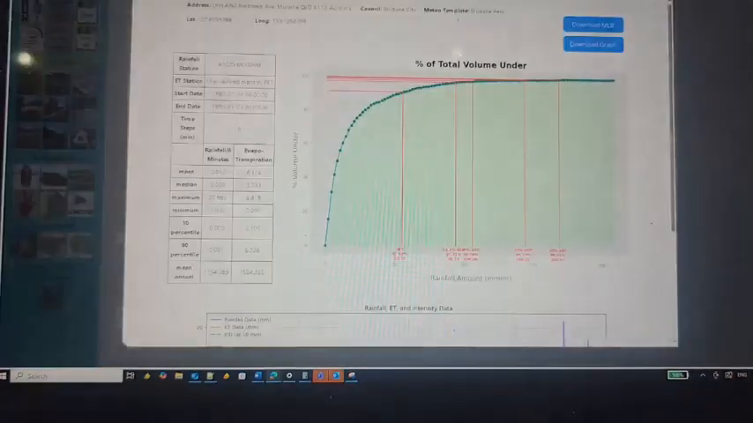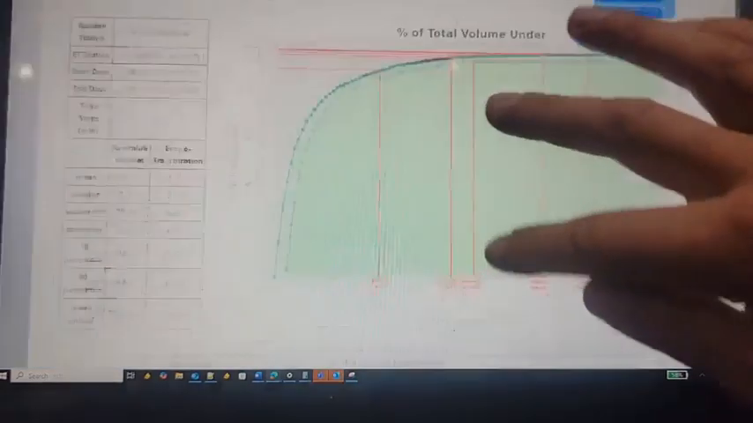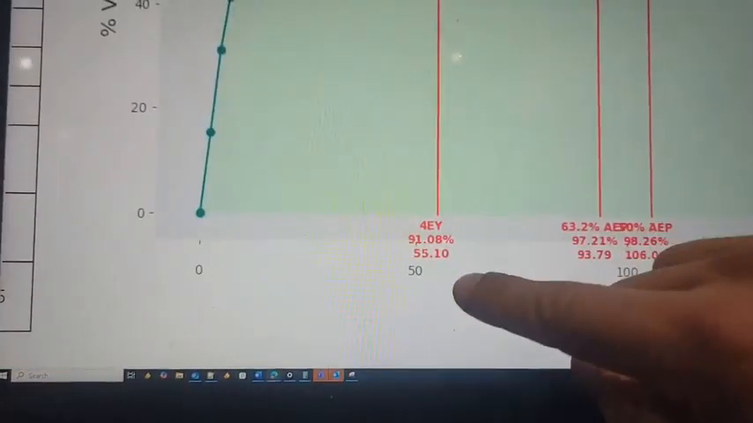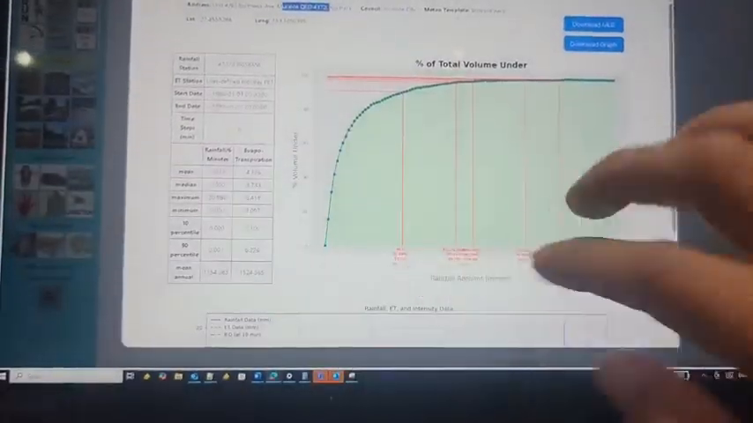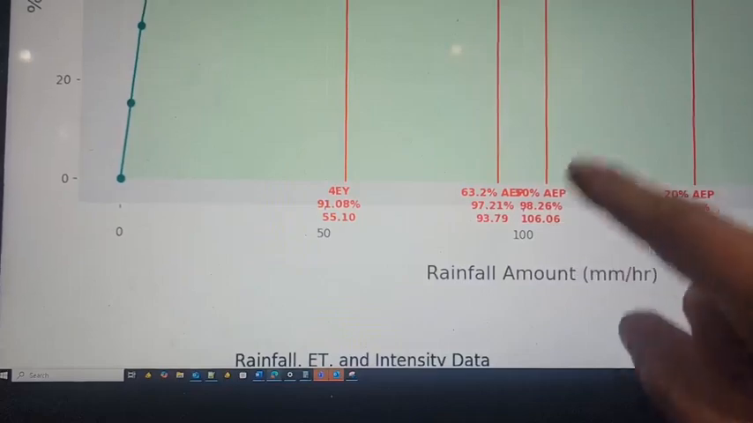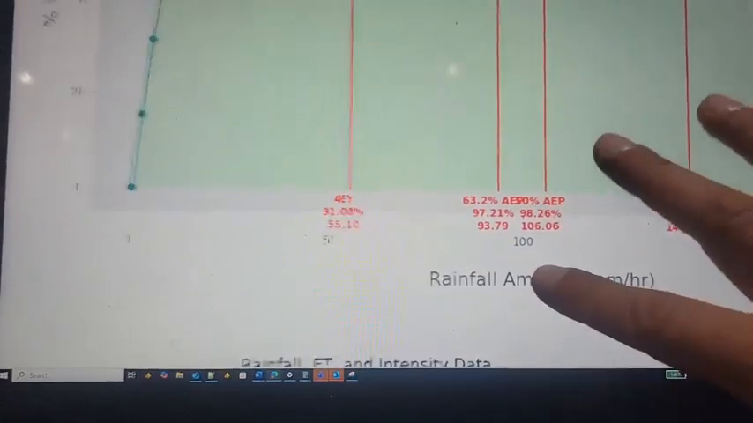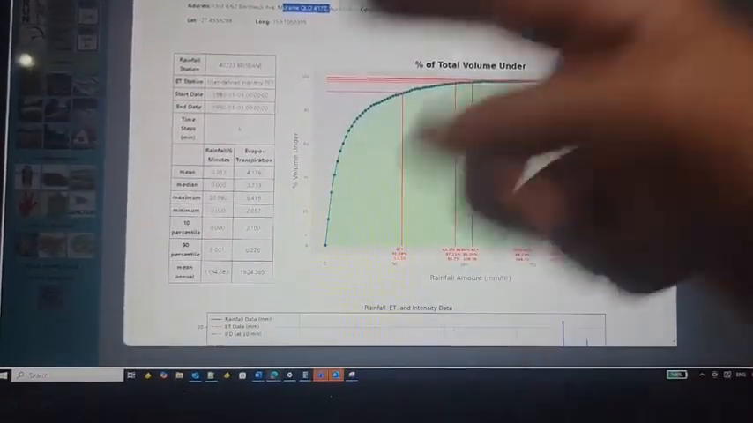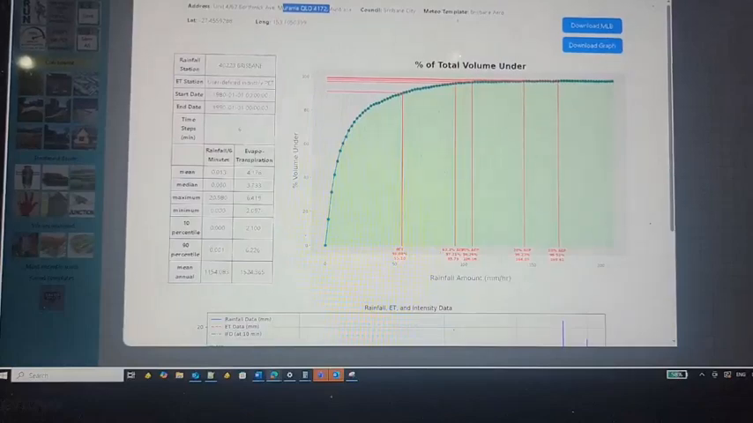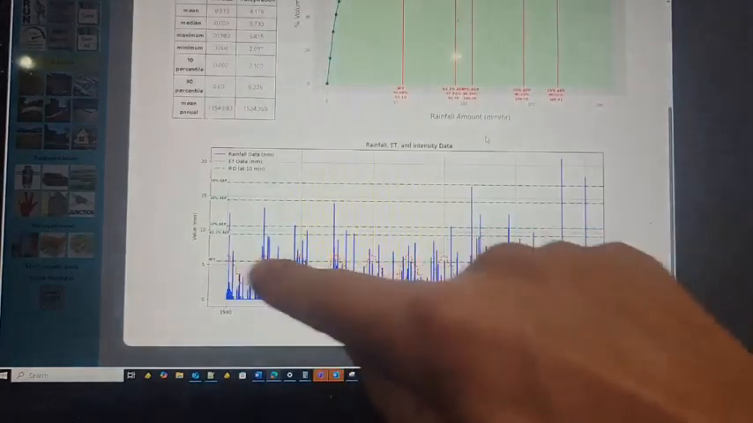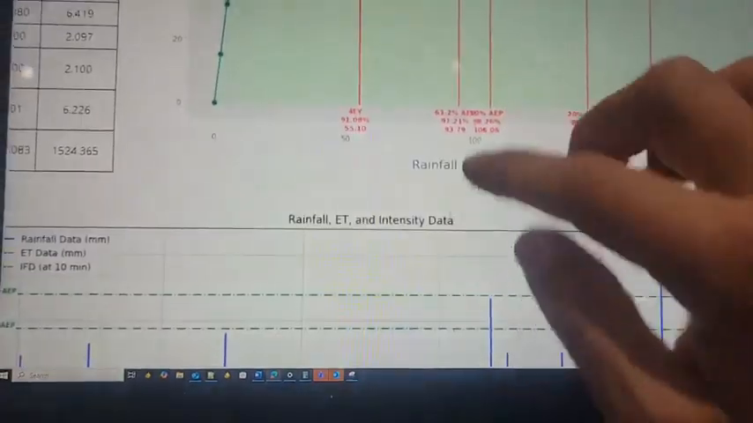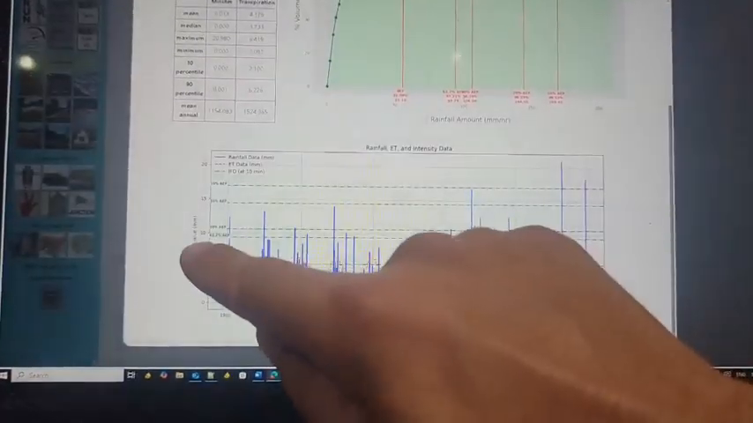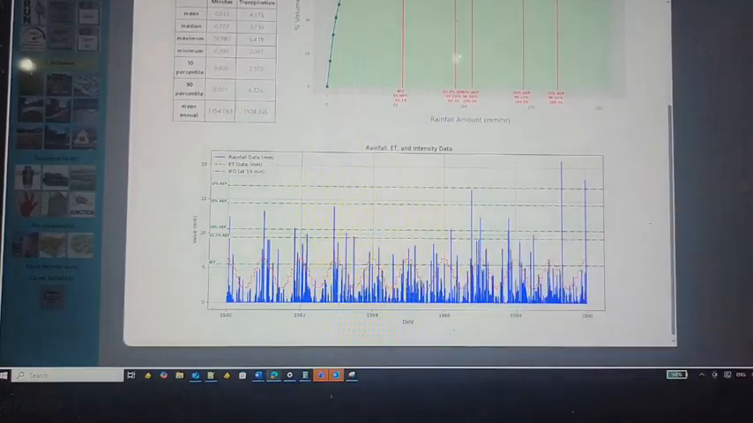If I'm looking at, where is this? Murray, Queensland, right? So this is in Queensland. The 4EY is 5510 and 91% of the volume is under 4EY, and then under, let's say, 1 in 1 is 97.21% of the entire volume of water that falls in this meteorological template. 97.21% of the entire volume will be under this line here.